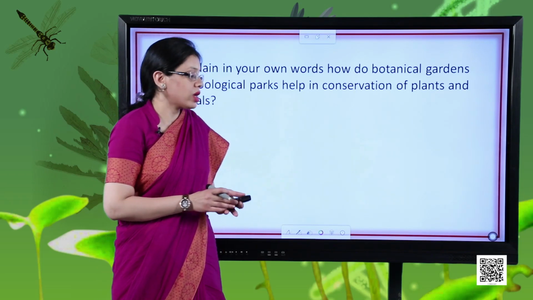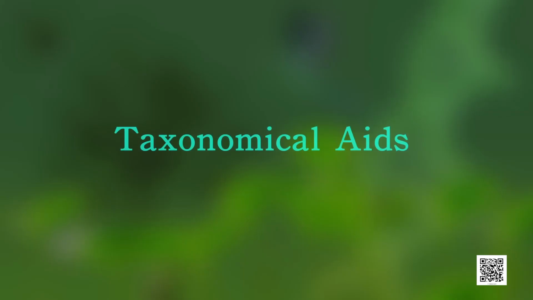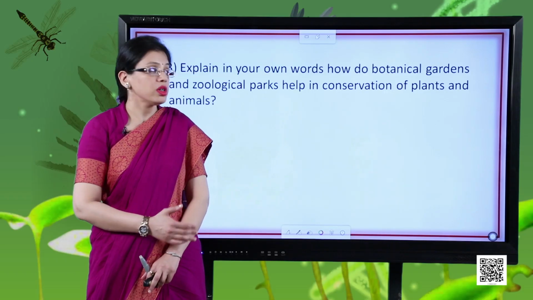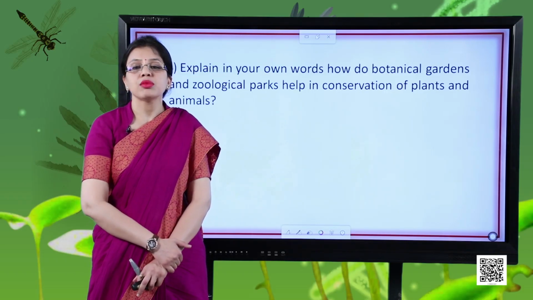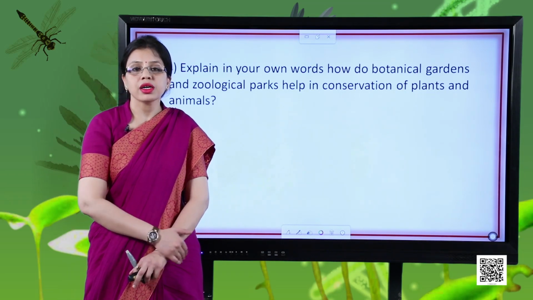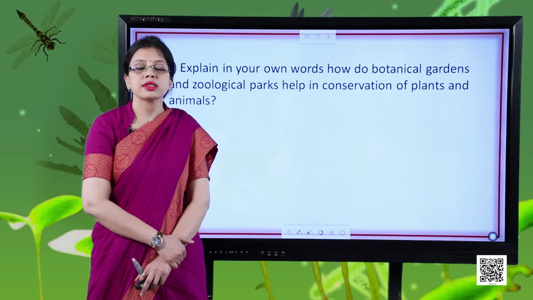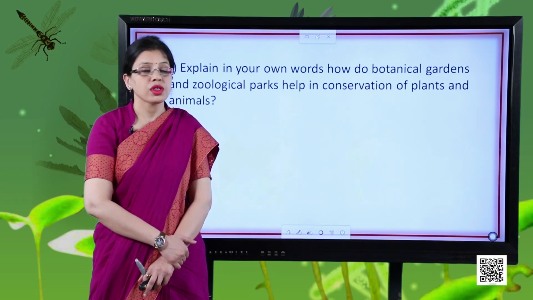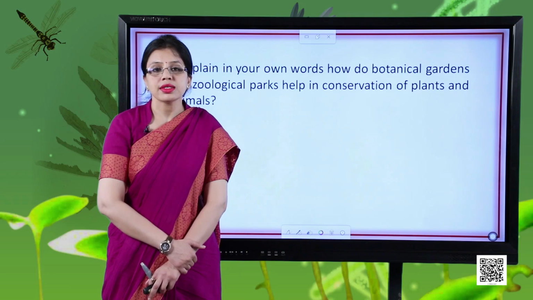With this I would like to wind up the session. In today's session we have discussed taxonomical aids. Chapter 1 is now over. In the next session you will be studying chapter number 2, that is biological classification. You will be studying different types of classification systems and the five kingdom classification. Thank you students, and with this the session is over.